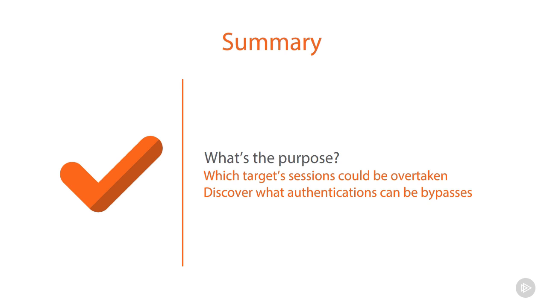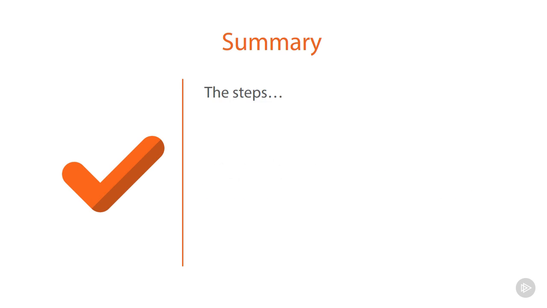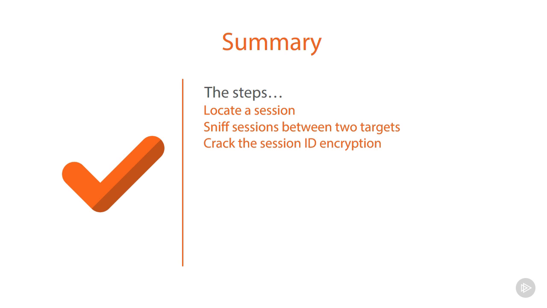We also went through and took a look at the different steps that we would go through. Again, we might be successful at one of these steps, but we need to make sure we cover all of them. We're trying to be as thorough as possible in our pen test environment. So obviously we need to go through and locate a session. Then we can try to sniff sessions between two targets, see if we can crack the session ID encryption.